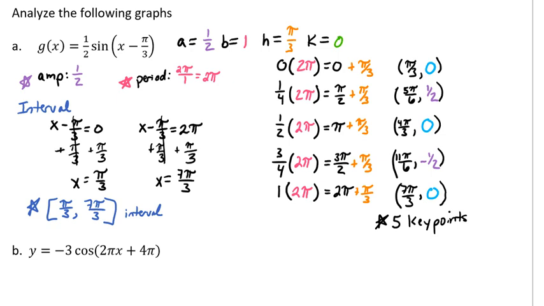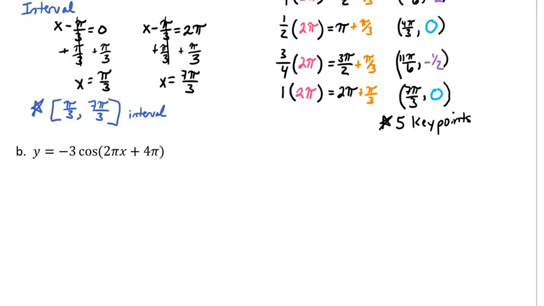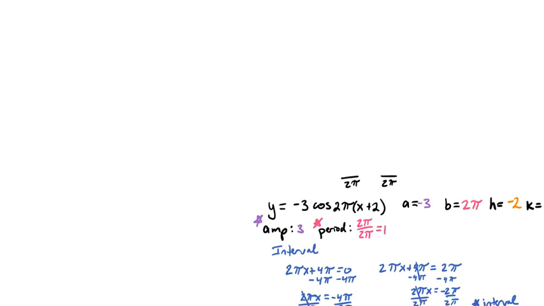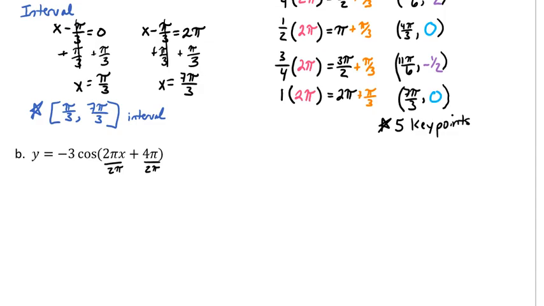Now let's analyze the graph of y equals -3 times the cosine of 2 pi x plus 4 pi. You'll notice that we don't really have a b value out in the front, but we have the 2 pi in front of the x. So we're going to need to pull that out so we can have our b value. We'll divide by 2 pi to pull out our b.